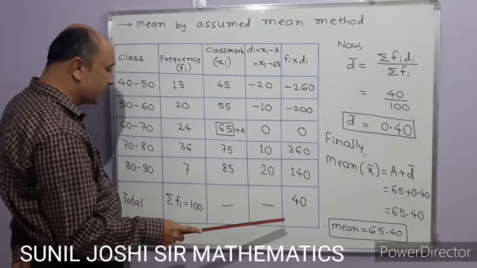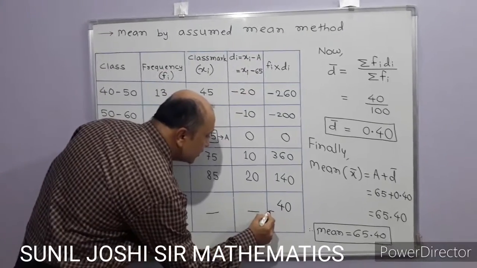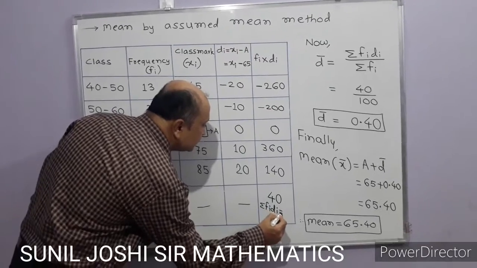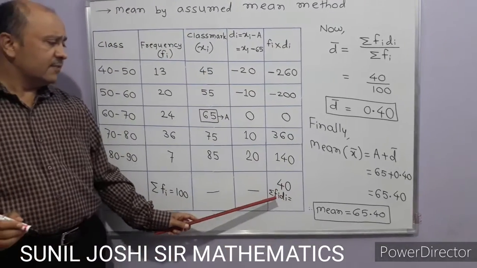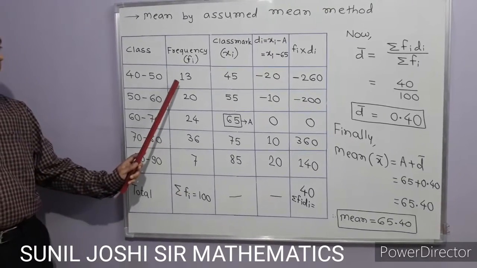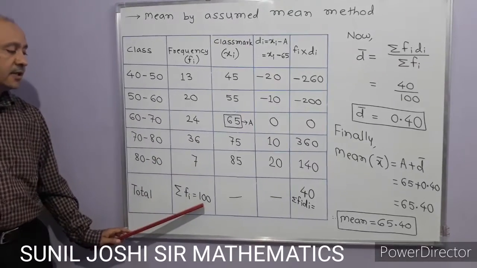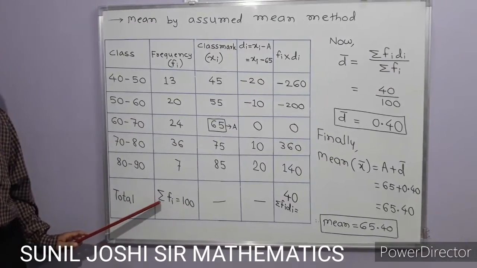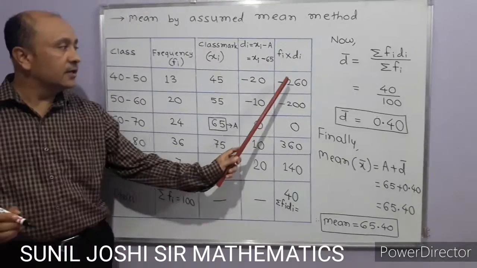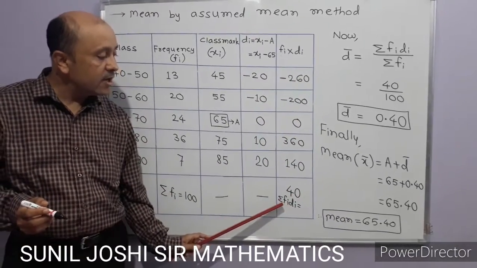Then finally we are going to write sigma Fi Di. This value is known as sigma Fi Di. So what is the meaning of this sigma? As we have calculated here sigma Fi, we have added 13 plus 20 plus 24 plus 36 plus 7, and that answer gives 100. So sigma stands for summation, the addition of the whole column. All the numbers added together is the summation, that is sigma Fi Di.